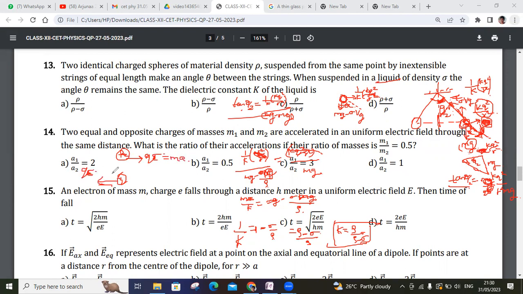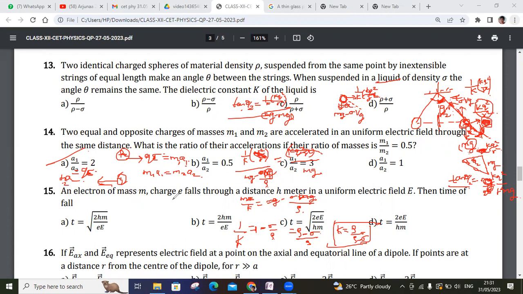Force is equal to mass into acceleration. Because the forces are the same, suppose this is m1 a1 and this is m2 a2. So m1 a1 is equal to m2 a2, and by this we get a1 by a2 as m2 by m1. So the 14th one is option A.